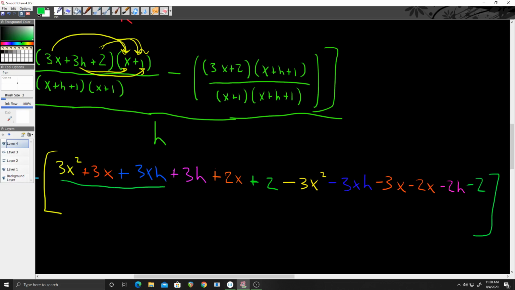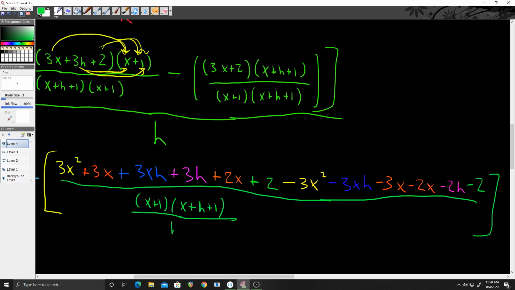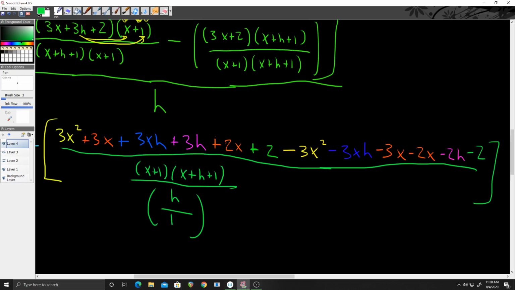All right, over. Oh my goodness. Over h. Well, no, I'm sorry. The h will be down there, but not yet. x plus 1. x plus h plus 1. Then all of that over h. And remember, h is over 1 itself, right? So we essentially have 2 fractions being divided.